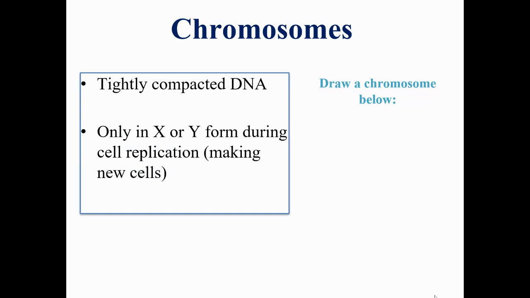So chromosomes are just tightly compacted DNA. They will form either an X or a Y during cell replication. Most of them will be an X. The only time you see a Y is if a male sex chromosome is being made.